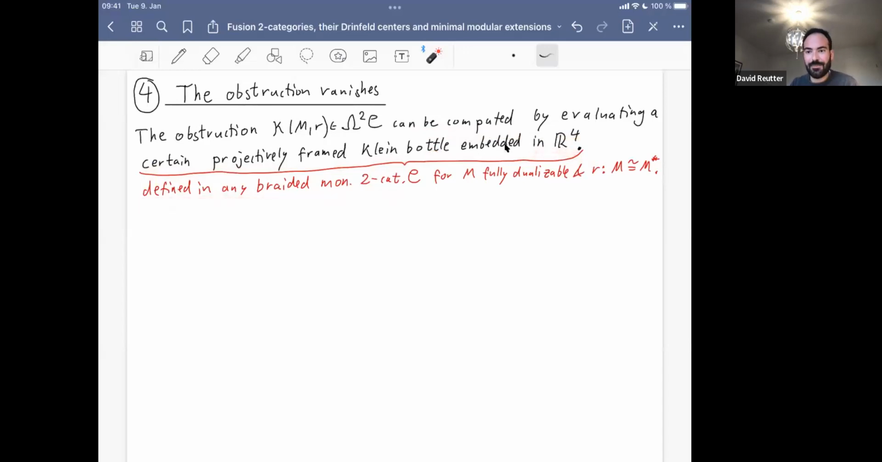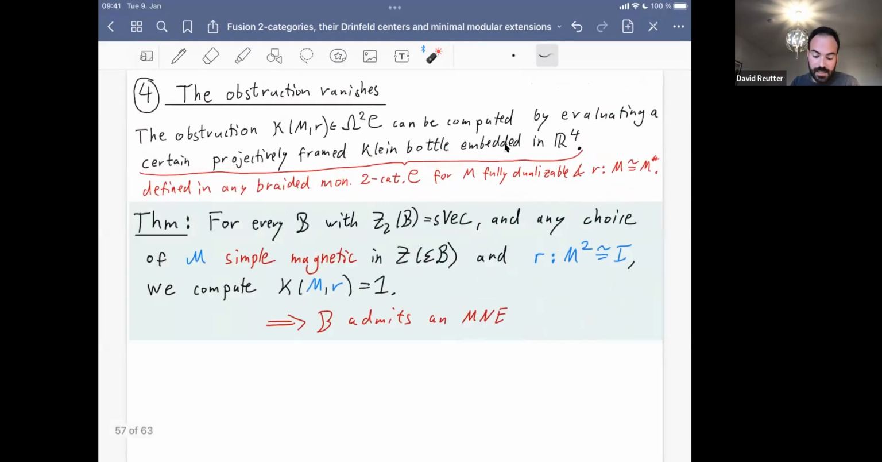And this you can define algebraically in any braided monoidal two-category for fully dualizable objects, which are equipped with a self-duality with some isomorphism from end to end. Once you have that data, you can build this number KMR, which lives in the loops. You can define it algebraically and geometrically, as I said, from the TQFT, cobordism hypothesis perspective, it's some Klein bottle. And it turns out, and this is in the end a computation, that if I'm having some B whose Müger center is super vector spaces, and any choice of M, some simple magnetic braided module, and any choice of R, then it follows that this obstruction is one. And so it follows that actually sigma B has to be equivalent to S. And so it follows that B admits a minimum non-degenerate extension.